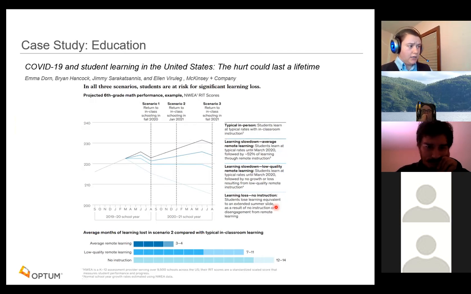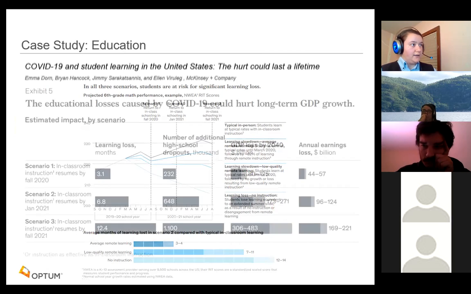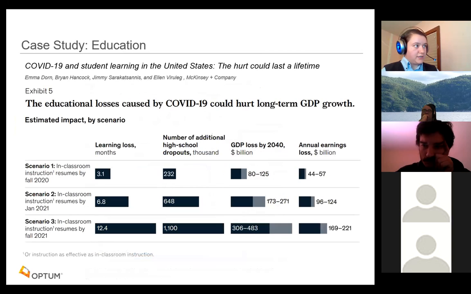In a low quality remote learning, there is a 7 to 11 month loss of learning. And with no instruction, there's a potential for 12 to 14 months loss of learning. So what they did was project the various math performance scores for sixth graders, and they also quantified the educational loss by COVID-19 and how that could impact GDP. So you can see here in that first column, that's the learning loss that they project in the various 3 scenarios.